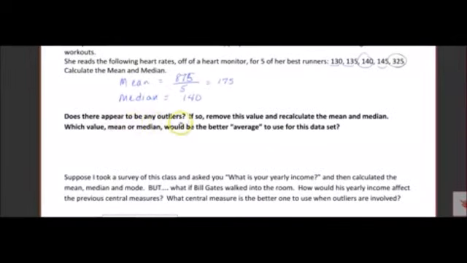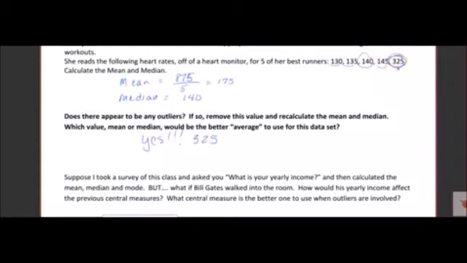Does there appear to be any outliers? Yeah. That 325 is way out there. When you get an outlier, it could be that the particular heart monitor on that particular runner was malfunctioning and gave a wrong result. Or the person recording these heart rates could have written a number wrong or interpreted a number wrong. So we've got to be careful, because those outliers can really skew your results.